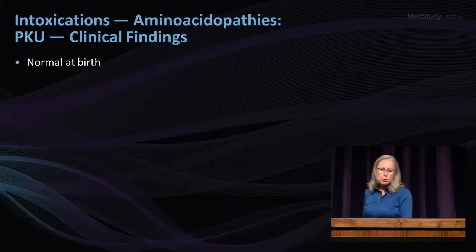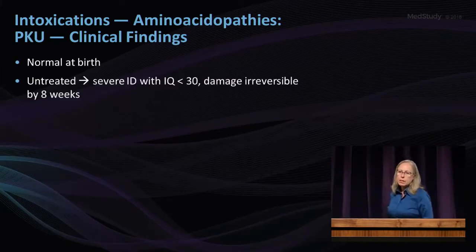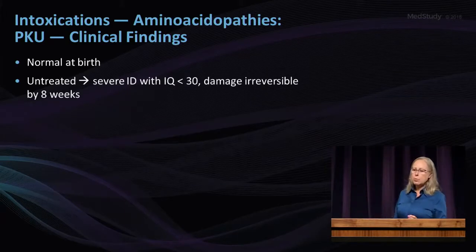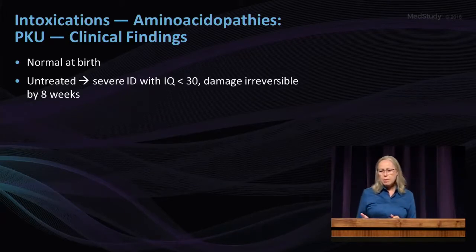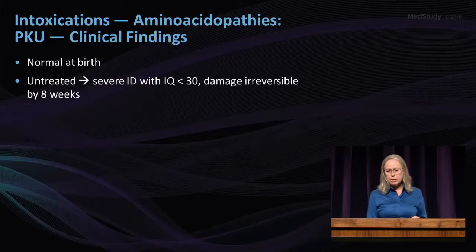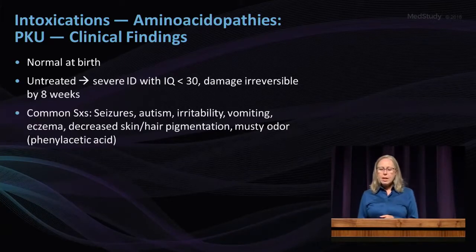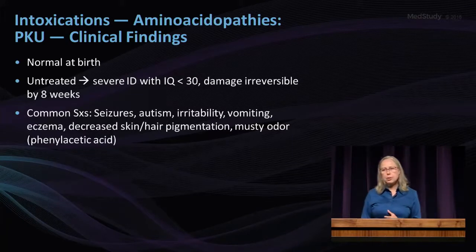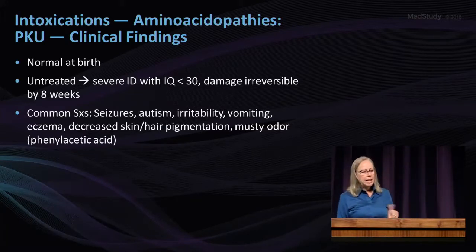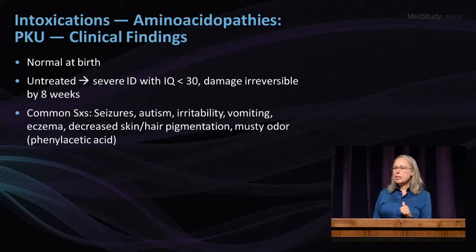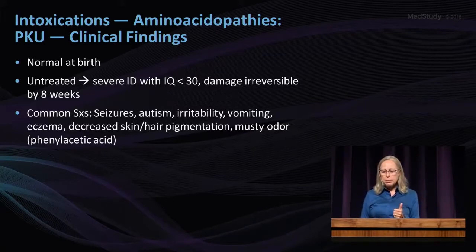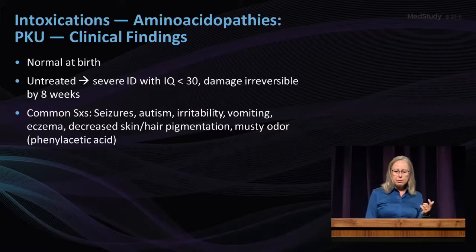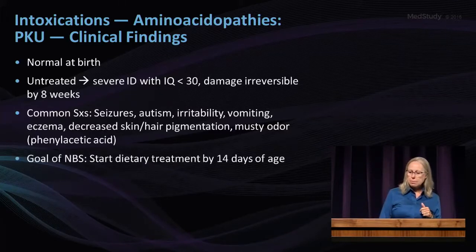So these kids are normal at birth. Untreated, they will develop severe intellectual disability with IQs of less than 30, and the damage is irreversible by about 8 weeks of age. In the untreated population, we have seizures, autism, irritability, vomiting, eczema, decreased pigmentation compared to family members, and a musty odor, and that's the byproduct of the phenylacetic acid.